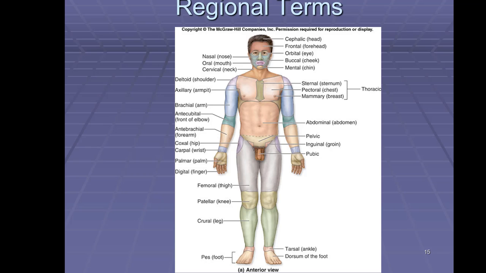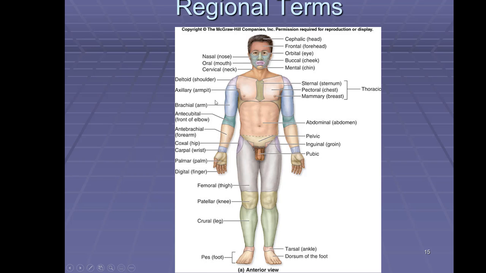All right, here's some regional terms, and I'm going to run through these, and you should definitely know these. These will become second nature throughout the semester. Some of these are going to be obvious, some are going to be a little bit strange. So nasal refers to the nose, oral, mouth. Cervical refers to the neck region. So we have cervical vertebra. Deltoid refers to the shoulder. I think we have deltoid muscles out there.